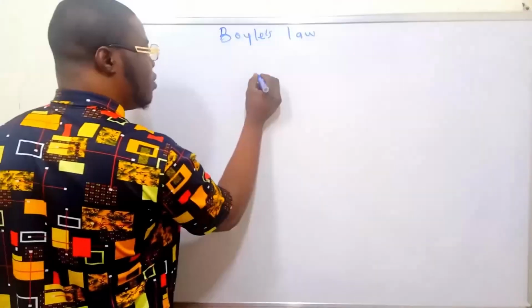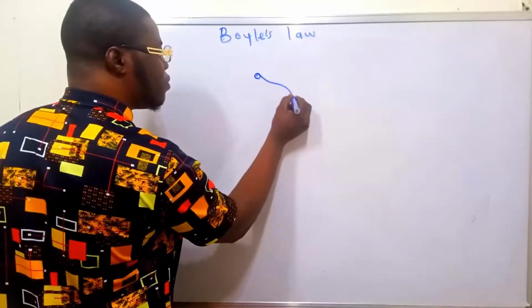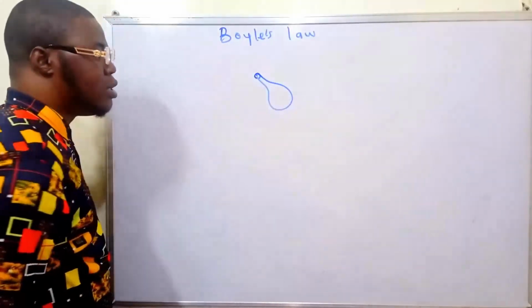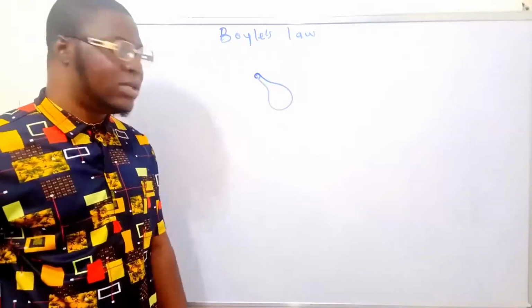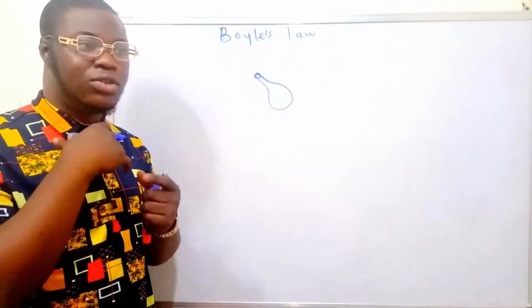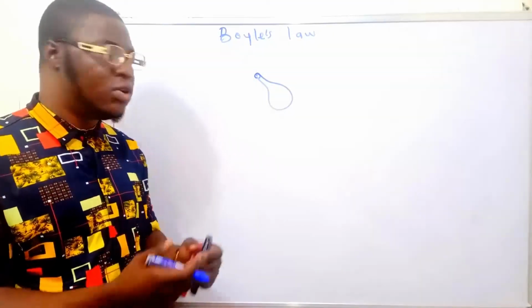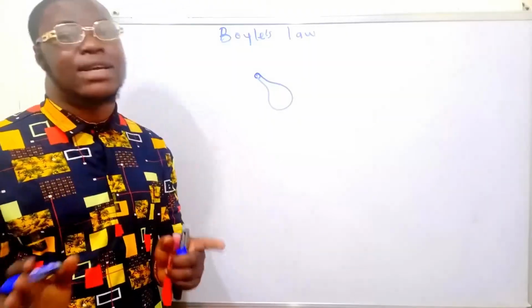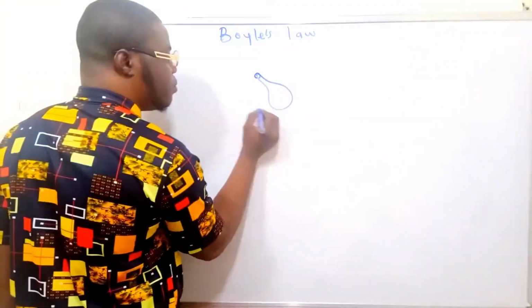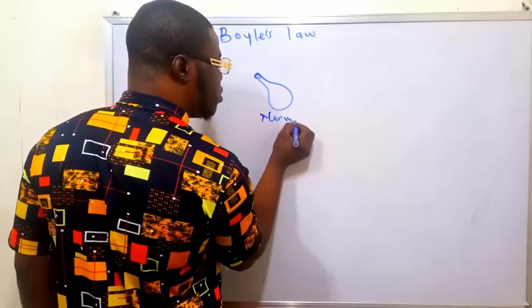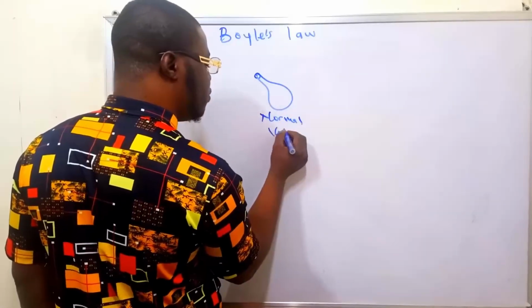So let's assume that this is a balloon now. This balloon, you have not inflated. So you are yet to inflate it, yet to expand it by pouring air inside it. So this will be the normal volume. The normal what? The normal volume.